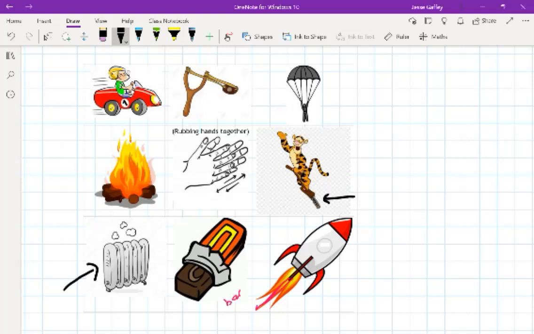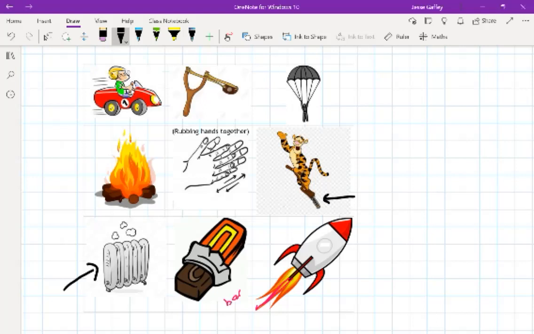The fourth one, rubbing your hands together when you feel cold. So you rub your hands together to make them warmer. Obviously, we're talking about the kinetic energy store as you move your hands. But you also have the thermal energy store, which is the change in temperature in your hands as you rub them together. So we all have done that on a cold morning to try and warm up our hands.